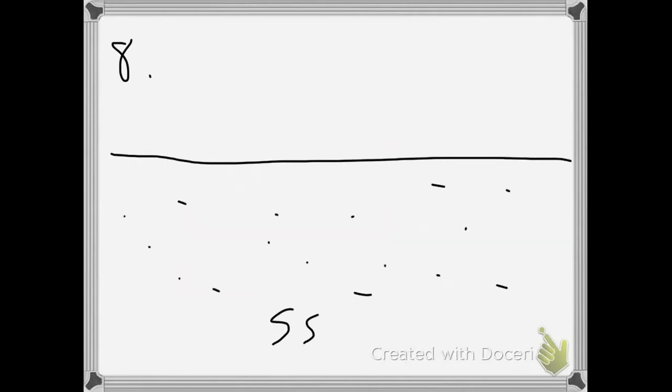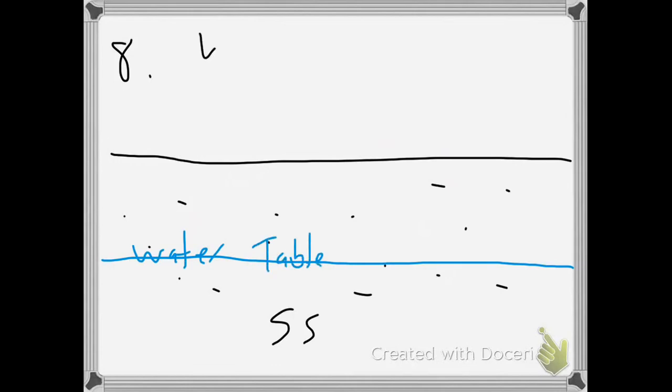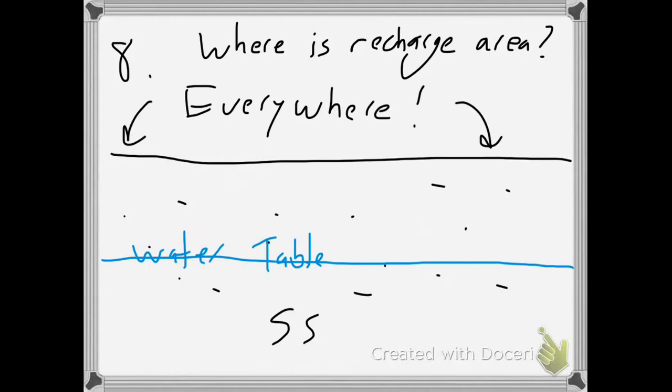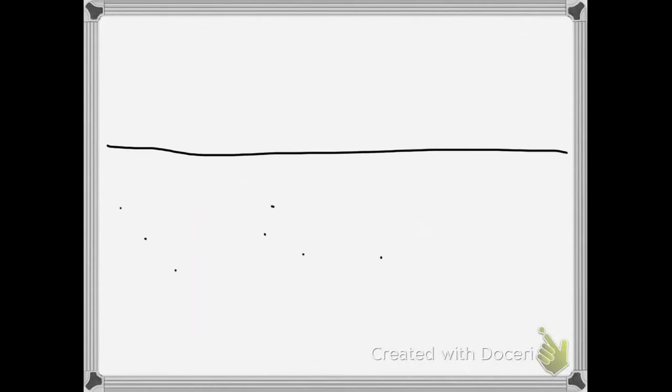Question number 8. I'm drawing some nice good stuff for you. This is sandstone, which underlies the earth. And this is a blue level that separates the unsaturated from saturated zone, called the water table. Okay, so the question now in question number 8 is, where is the recharge area for this picture? And the answer is the recharge is really everywhere, because when it rains, the water will percolate or infiltrate into this unsaturated aquifer, or unconfined aquifer, sorry.